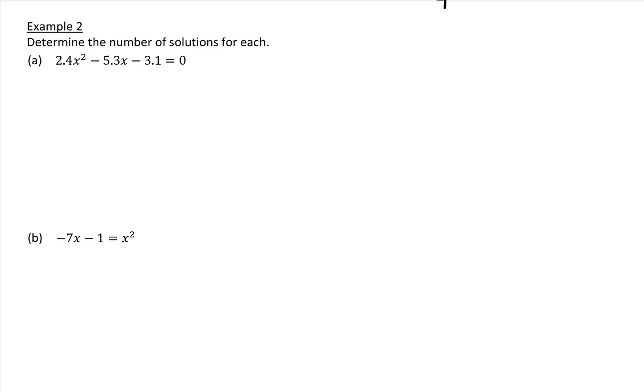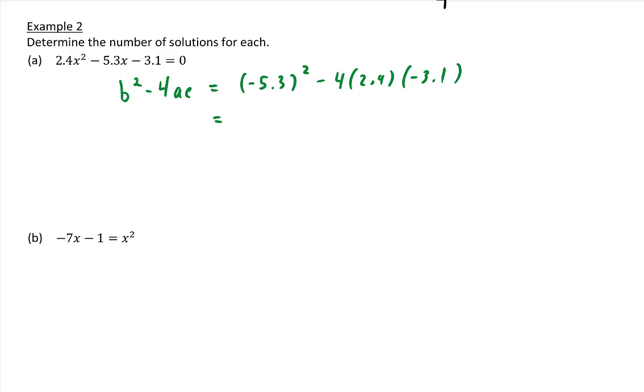So we have 2.4x squared minus 5.3x minus 3.1. Now we don't need to use the full quadratic equation. We can just use the discriminant, b squared minus 4ac. So that gives us negative 5.3 squared minus 4 times a times c. And all you need to do is type this into your calculator and see what you get. Or realize that 5.3 squared is positive, and negative 4 times 2.4 times negative 3.1 is also positive, so this answer must be greater than 0.